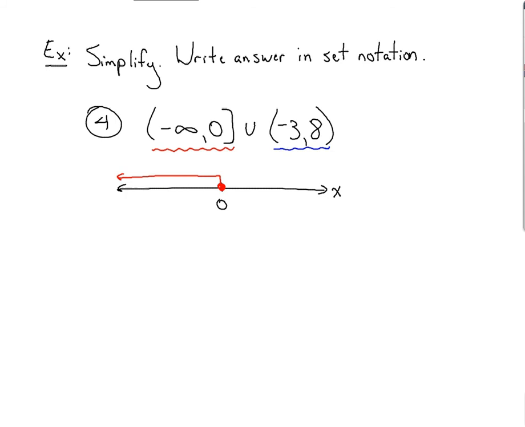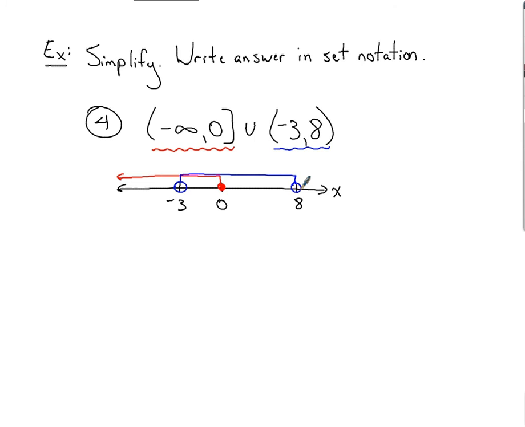So I should probably plop a negative 3 somewhere and an 8 somewhere. You go from negative 3 to 8, neither one of these is going to be included. So we open them both up. From negative 3 to 8, it's everything in between. All right, let's look at what we've ended up with now.